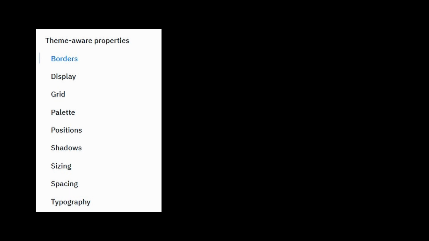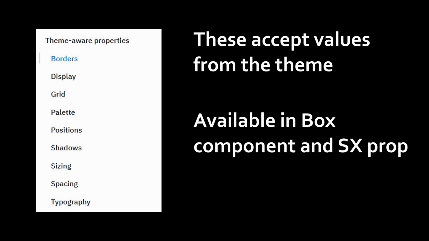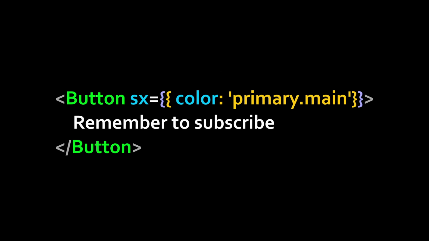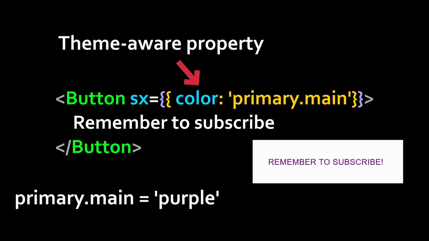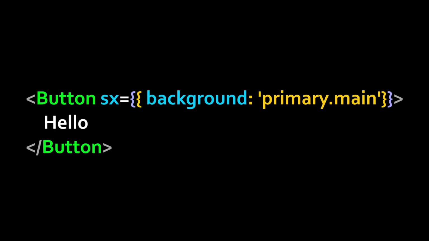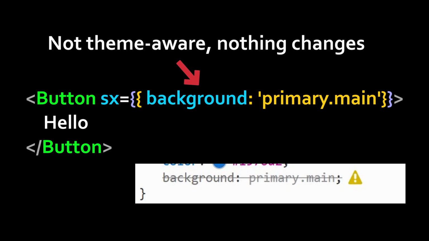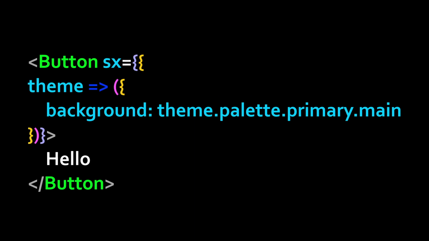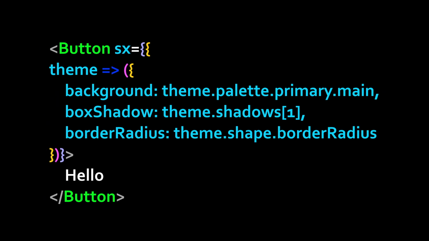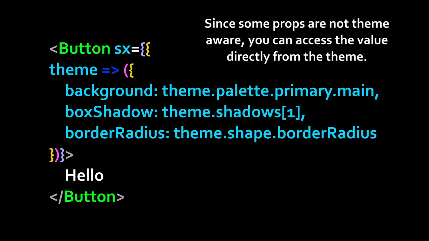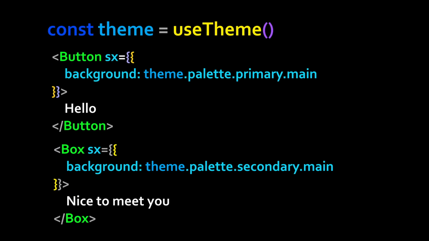There is also a list of theme-aware properties that are mapped into the SX prop and the Box component. These properties are essentially injected by the theme, so if you put a value that is on the theme, it will map correctly. However, if you set it to a property that is not theme-aware, then it will not do anything and display exactly what you typed. If for some scenario you need to access the value from the theme, then you can pass in a callback function to the SX prop, taking the theme as parameter. This way you can access it directly. It is also possible to access it through the useTheme hook if you need it in multiple places in your file.